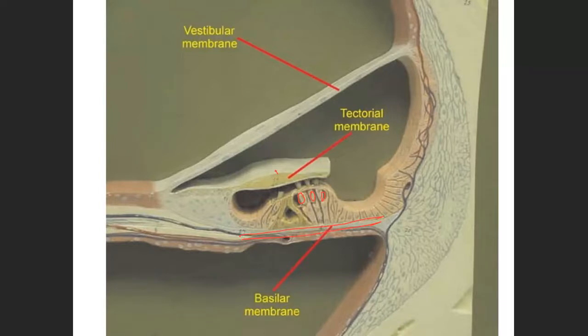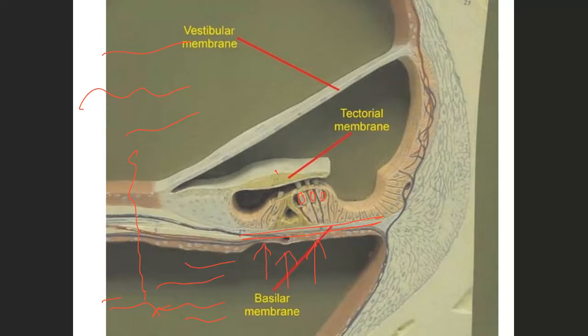So this is what's going to happen. Vibrations are going to come, vibrations of air, and move the perilymph. Those vibrations are going to travel down to the scala tympani and make the liquid, the perilymph, also move in the scala tympani. And that movement is going to push on the basilar membrane.